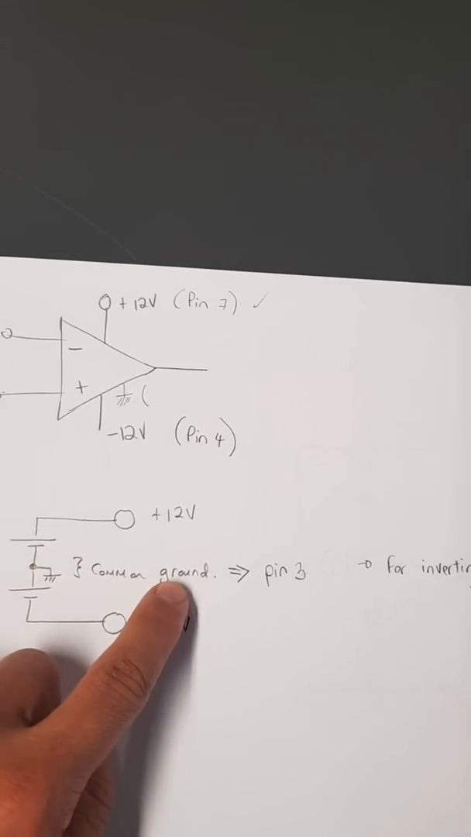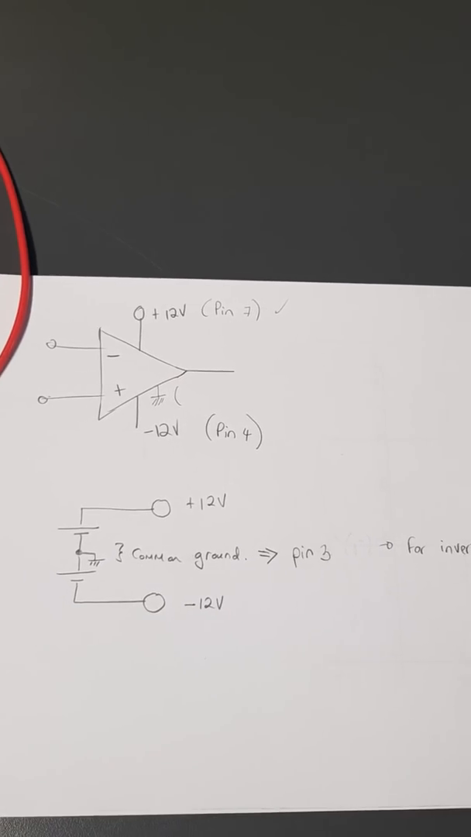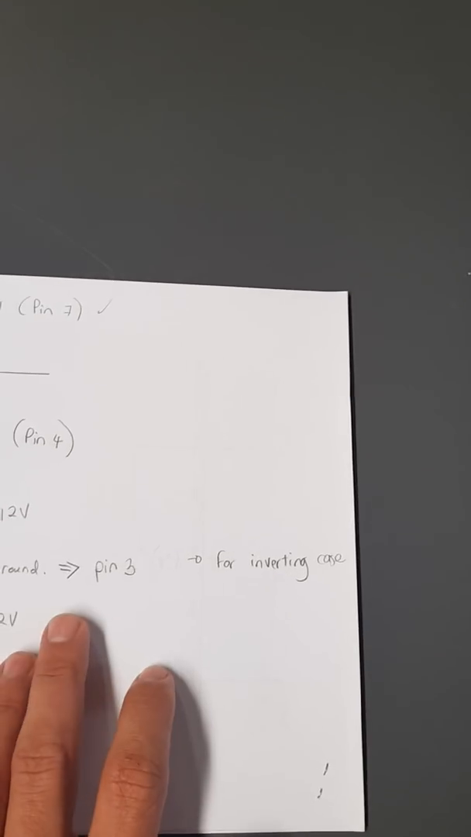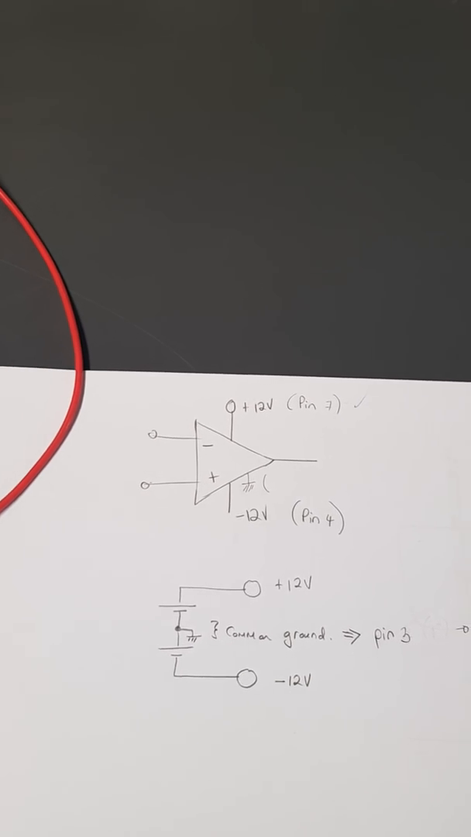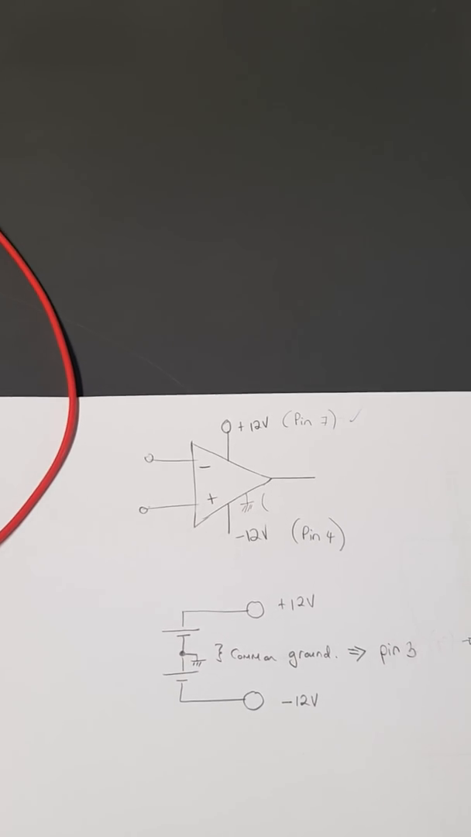So essentially now we have created a circuit that looks like that. This common ground, if we start looking at the practical, we need to connect up now to the operational amplifier. And for the inverting case, this will go to pin 3. I'm going to leave the rest of the connections for you guys to figure out.